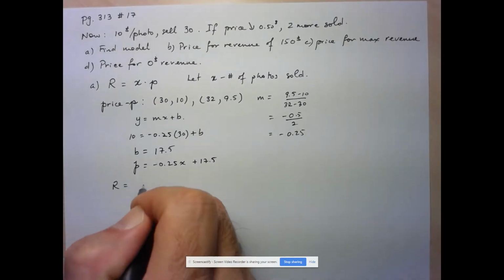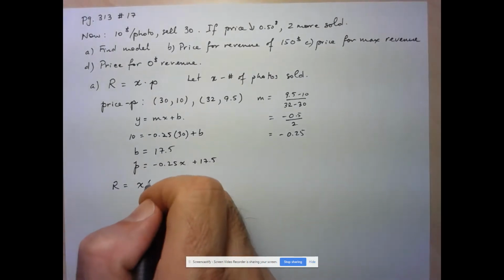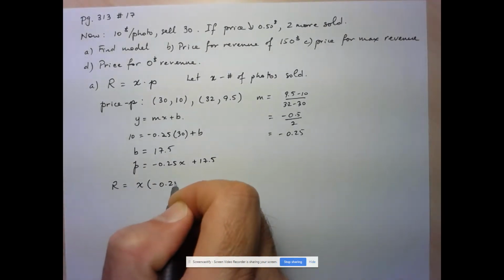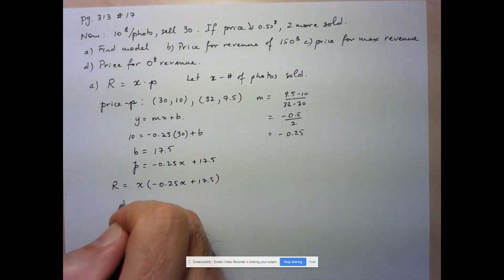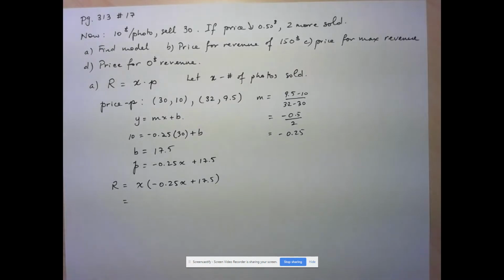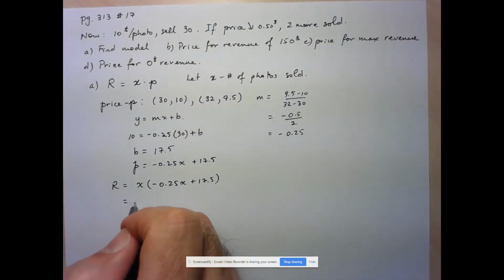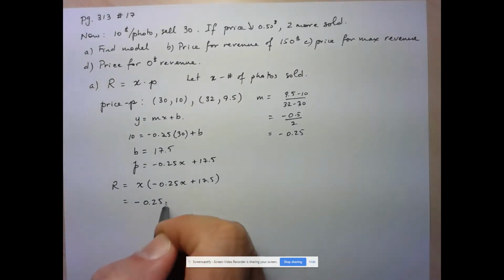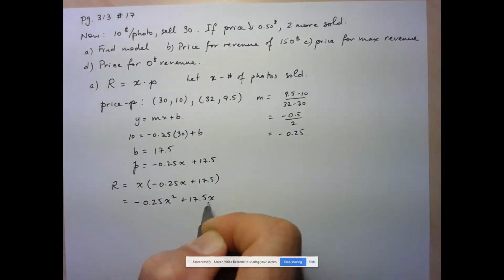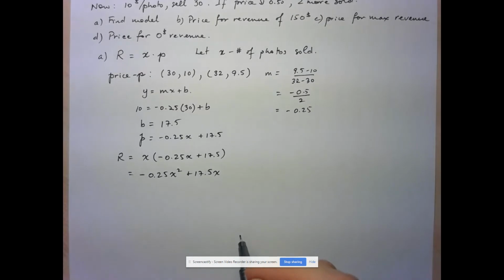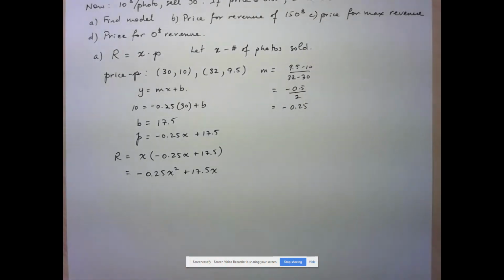So the revenue is the number sold times the price, which has this function representing it. So now I can expand and find my function. So negative 0.25 x squared plus 17.5x, and I see that I have a quadratic function. Okay, so there's my model.